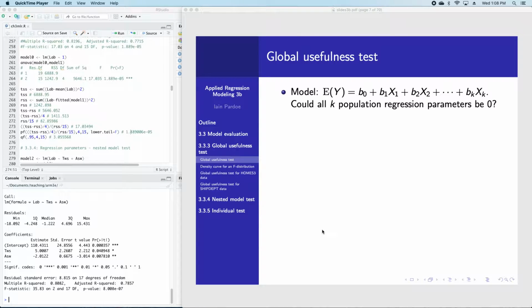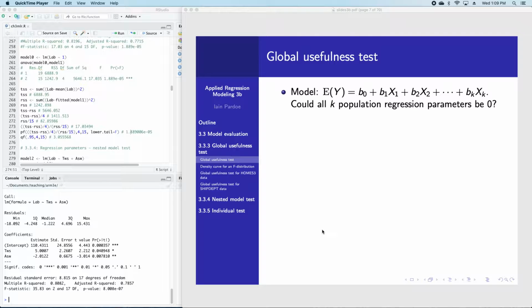In the last two videos, I talked about a couple of ways of evaluating the fit of a multiple linear regression model using the regression standard error S and the coefficient of determination R squared. In the next three videos, I'm going to talk about testing the regression parameters in the model, that is B1, B2, and so on all the way up to Bk if we have k predictors.